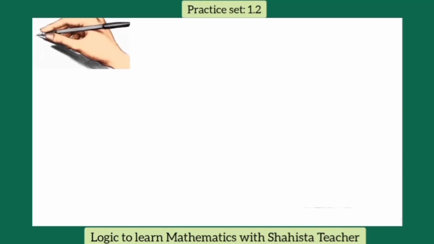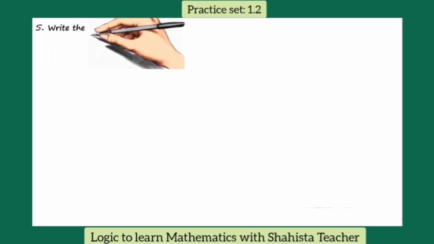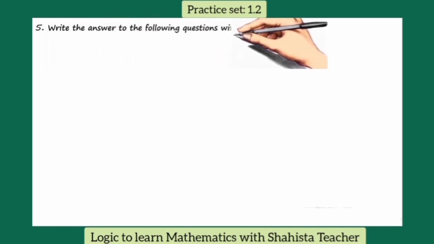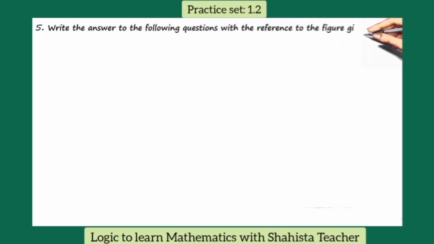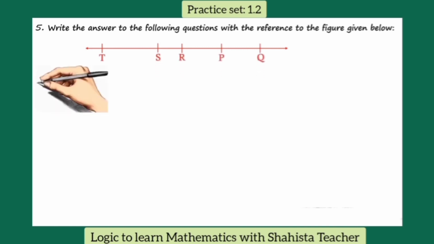Practice set 1.2, question number 5. Write the answer to the following questions with reference to the figure given below. Here, one number line is given, and on this number line there are some points given. So here are points T, S, R, P and Q.